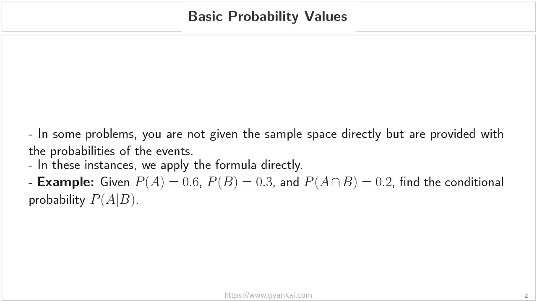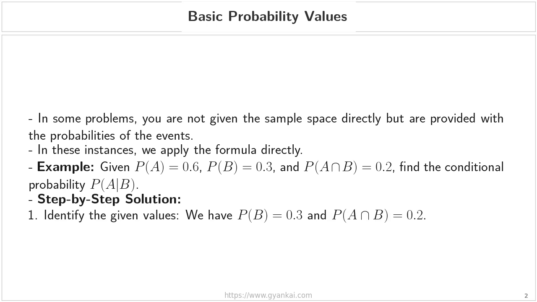Let's look at a concrete example to see how this works. Suppose we are given that the probability of event A is 0.6, the probability of event B is 0.3, and the probability of both A and B occurring, which is the intersection of A and B, is 0.2. Our goal is to find the conditional probability of A given B. Let's walk through the step-by-step solution together.